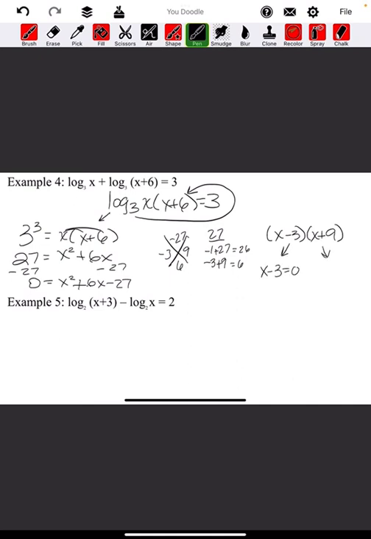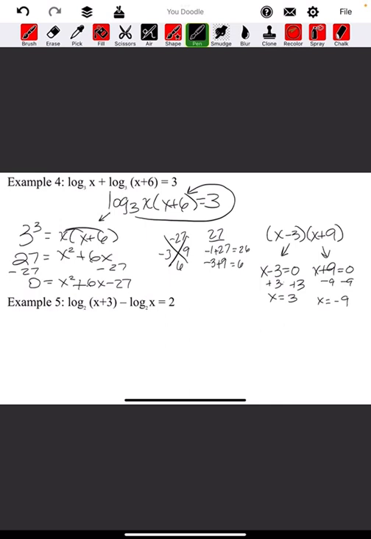Let's start simplifying. 3 to the third is 27. If we distribute the x, we wind up with x squared plus 6x. This is starting to look like a quadratic problem because I have an x squared and a 6x. Since it's a quadratic, we need to get everything on one side so that we can solve using factoring or the quadratic formula. We wind up with 0 equals x squared plus 6x minus 27.